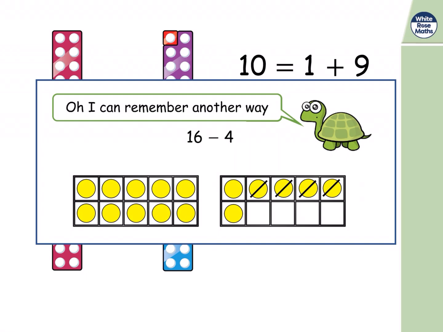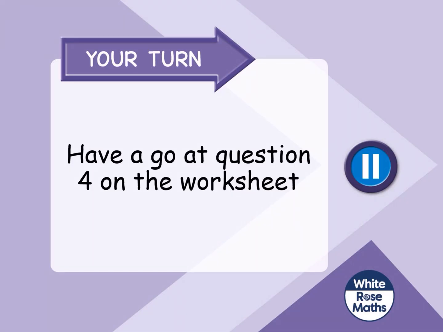Remember when Tiny explained the 3 different ways to show subtraction using double-sided counters last week? Well, that could really help us with question 4 on the worksheet. You might want to use place value counters instead of double-sided counters if you have them, and if you don't, you can always draw the counters yourself. Have a go at question 4 on the worksheet.